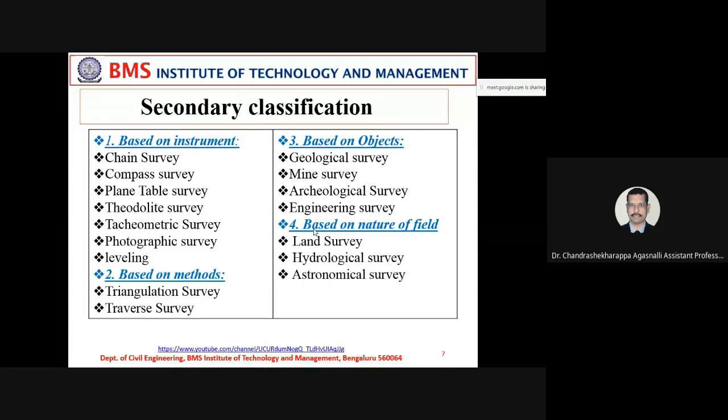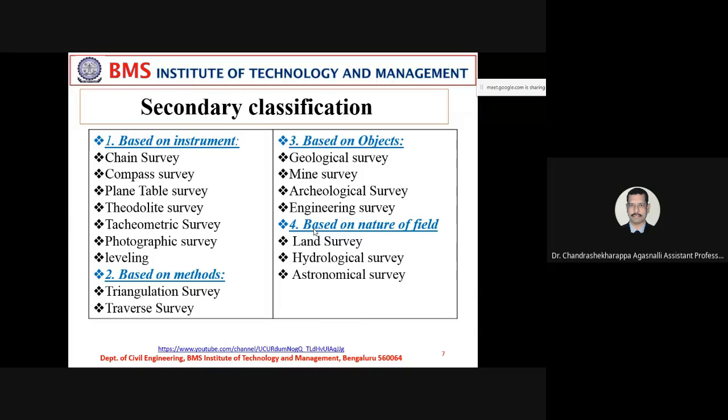Okay, and engineering survey covers your civil surveys, maybe agriculture land, or it may be a tunnel survey, road survey, highways, or it may be a railway, or a reservoir, or dam construction area surveys. That's completely engineering survey. That's based on the objects we are going to classify. It's based on the instruments we are going to classify the survey.